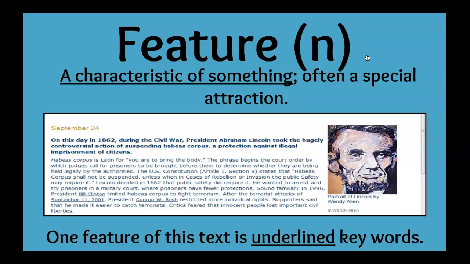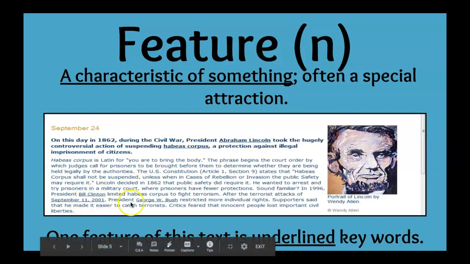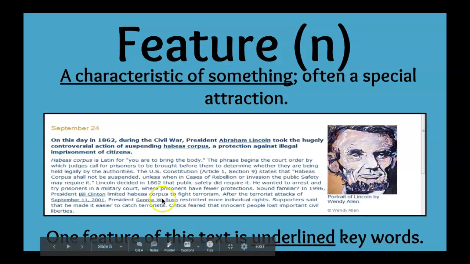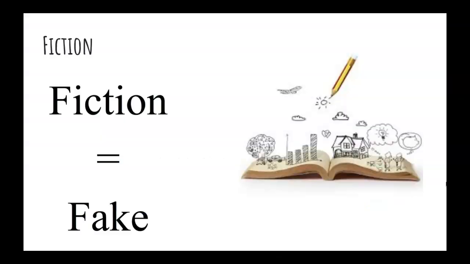It is something that's part of the way that the text, what's written, is written. So, for example, one feature of this text is underlined keywords. You can see that in this, a lot of things are underlined. That tells me it's probably nonfiction because fiction doesn't really do that. Sometimes, but very rarely. Nonfiction has more special features like that.